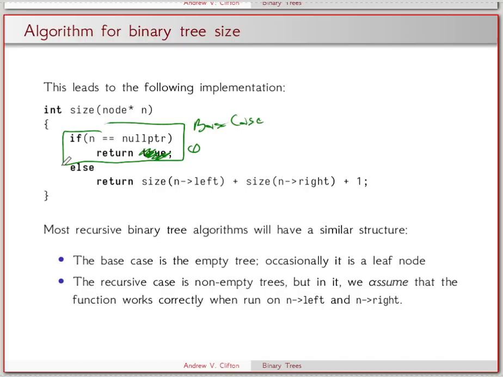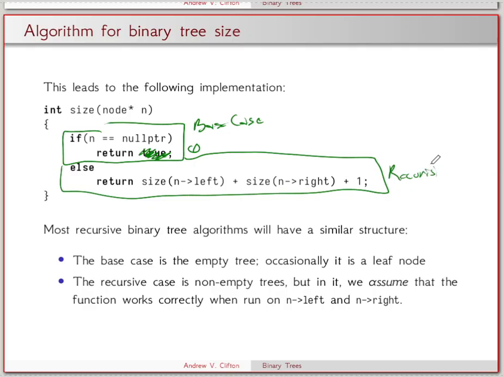Okay. And then we've got our recursive case down here, which applies, again, if the tree is not a null pointer, if the tree is not empty. So n is not equal to null pointer. And then that just does what we said. It says, okay, find the size of the left and the size of the right, sort of by magic, and then add 1. And that is the size of the whole thing here.